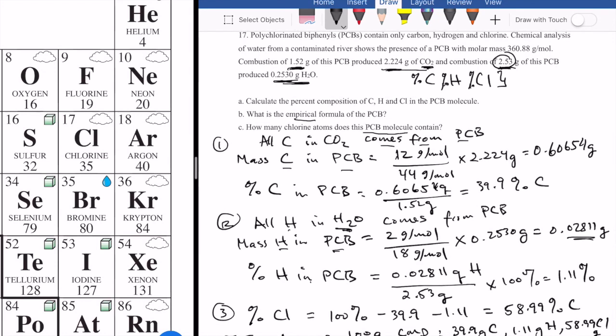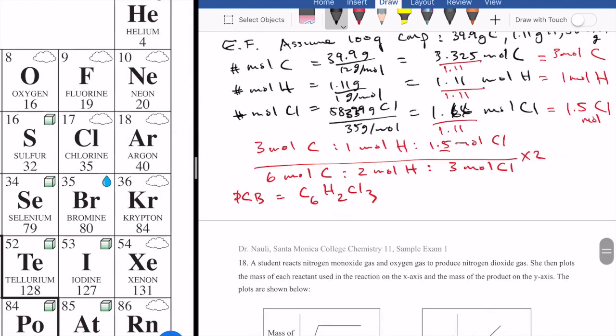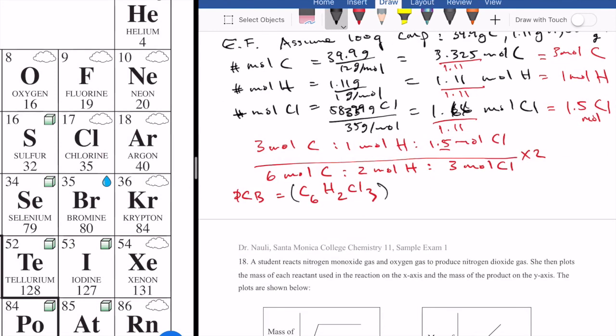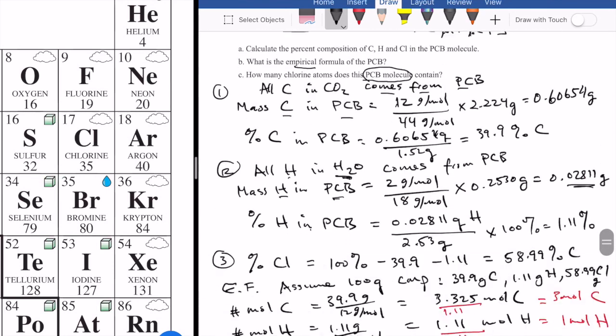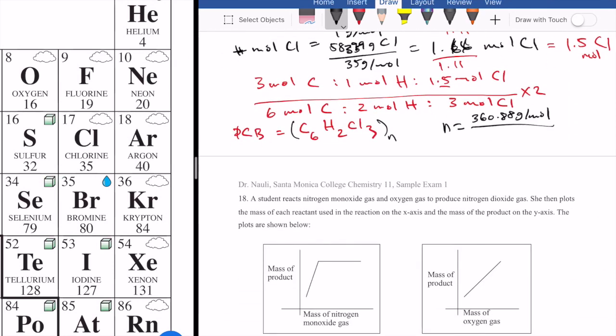Now it's asking you for the actual molecule. One of the things we were given earlier is the molar mass of the actual PCB, which is 360.88. This is the empirical formula, so to get the molecular formula, we multiply this by some whole number n. To get that n, we take the molar mass, 360.88, and divide it by the empirical formula mass of the PCB, 180.5 grams per mole. That means your n is 2, so the actual molecular formula is C12H4Cl6.